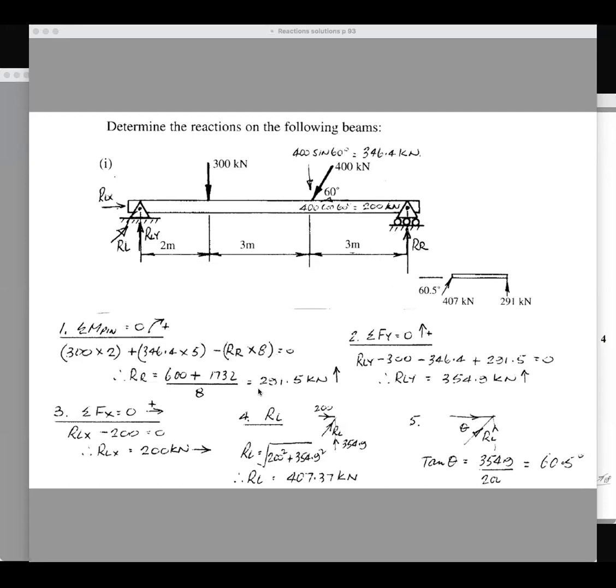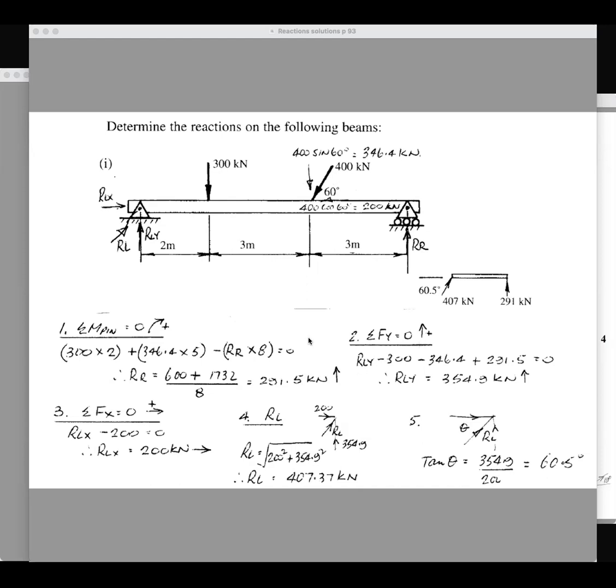And so the reaction is 291.5 kilonewtons. And that's the reaction at the right end of the beam. Now, you can see that that force plus that force has to equal that force plus that force to keep it in equilibrium. And so we're going to say the sum of the vertical forces equals 0 with up positive.